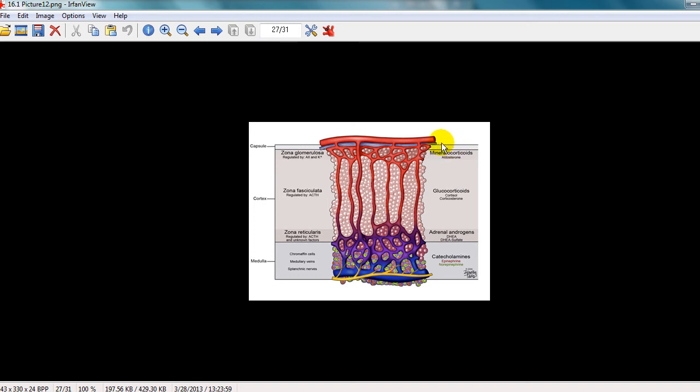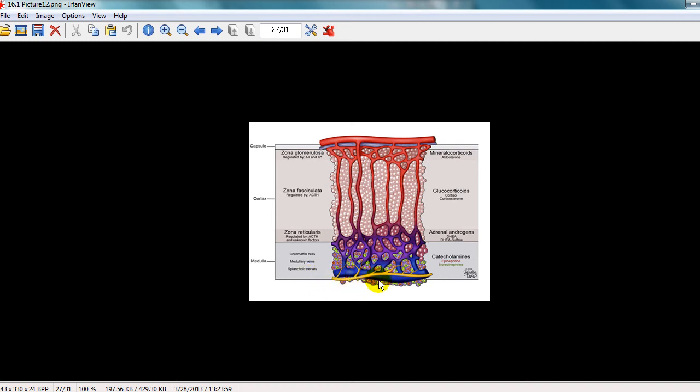This is what each of those layers look like. It's highly vascular, and the hormones produced in each of these layers are, like I said, all steroid hormones and can cause direct gene activation in the cells that they target in various areas of the body. The medulla is going to prolong the sympathetic response with its neural stimulation.